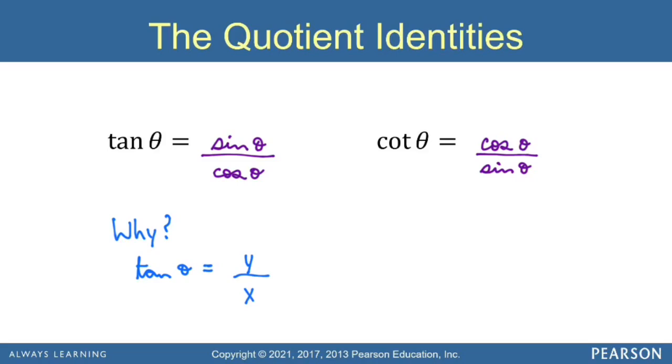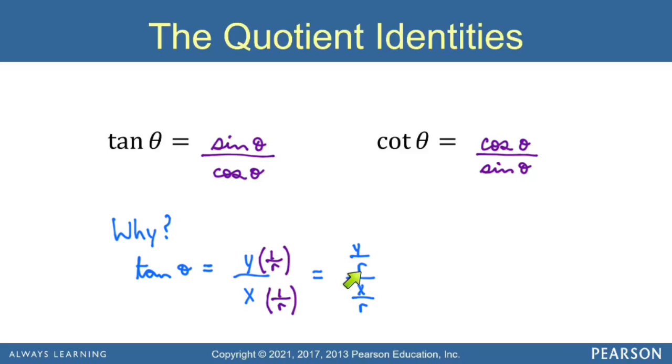And now we also know that when we have a fraction, we can multiply the top by anything as long as we also multiply the bottom by that thing. It's the same thing you do when you're getting a common denominator. So if I choose to multiply top and bottom by 1 over r, then the top of this expression now becomes y times 1 over r, which is y over r, and the bottom becomes x times 1 over r, which is x over r.